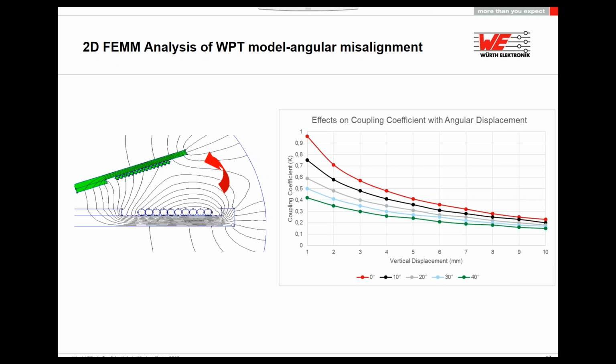So we can conclude that the 40 degrees angular misalignment reduces the coupling factor from around 0.9 down to 0.4, which means that this is basically more than 50% loss of efficiency between the two coils.